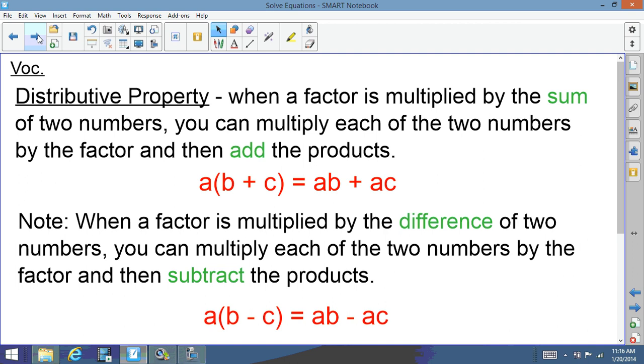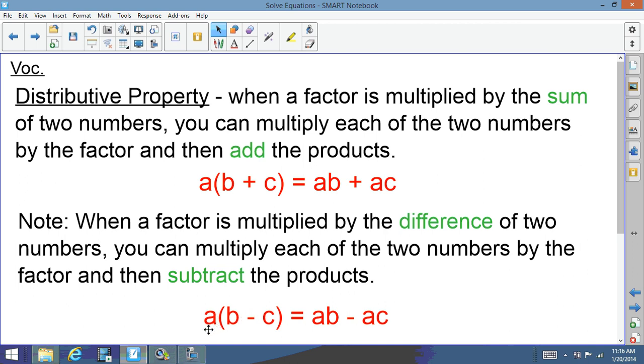two numbers by the factor and then add the products, such as A is being multiplied by B plus C. We're going to distribute the A times the B. That'll give us AB. And then we're going to add to that A times C, which is AC. So note, when the factor is multiplied by the difference of two numbers, you can multiply each of the two numbers by the factor and then subtract the products. So it looks like it's the same thing, but there's a minus sign here.